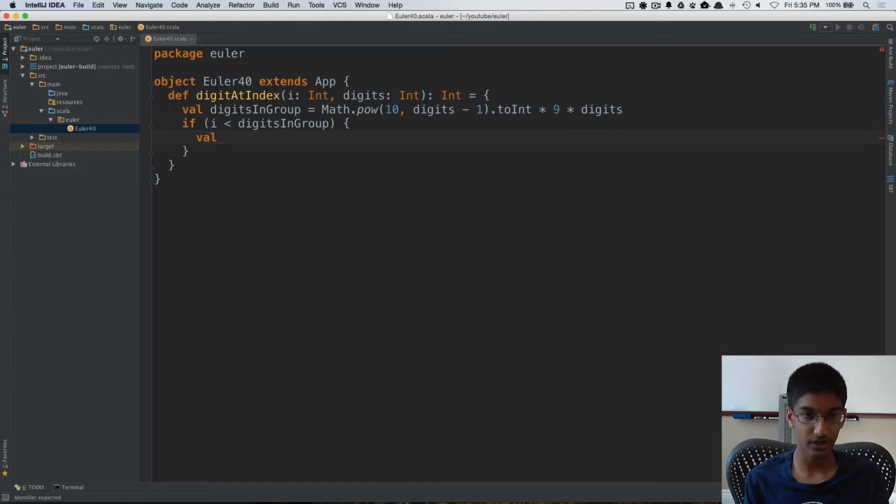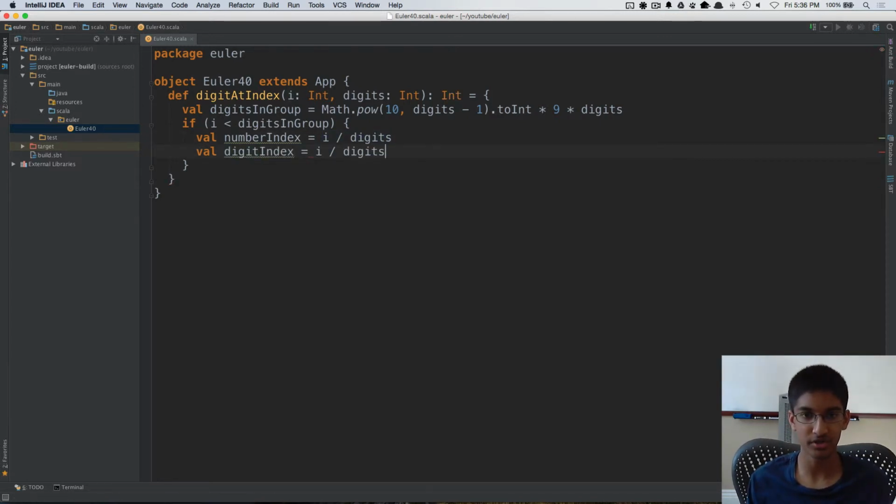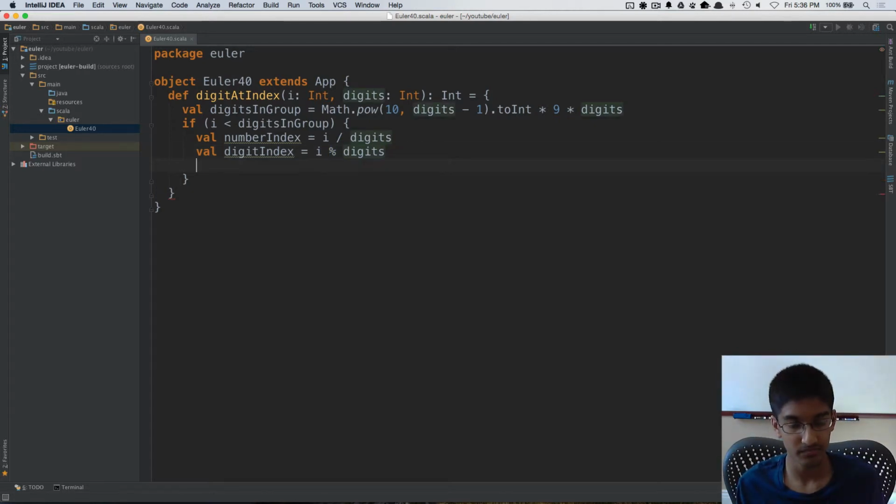So first, to calculate the number index, this is really simple. All we do is I divided by digits. So this will give us which index in this group I is going to be in. And then the second one is digit index, and this is almost identical to the top line, so I'm just going to copy this. But we're going to do I mod digits, which says what's the remainder when we divide, and that gives us the digit within that number.